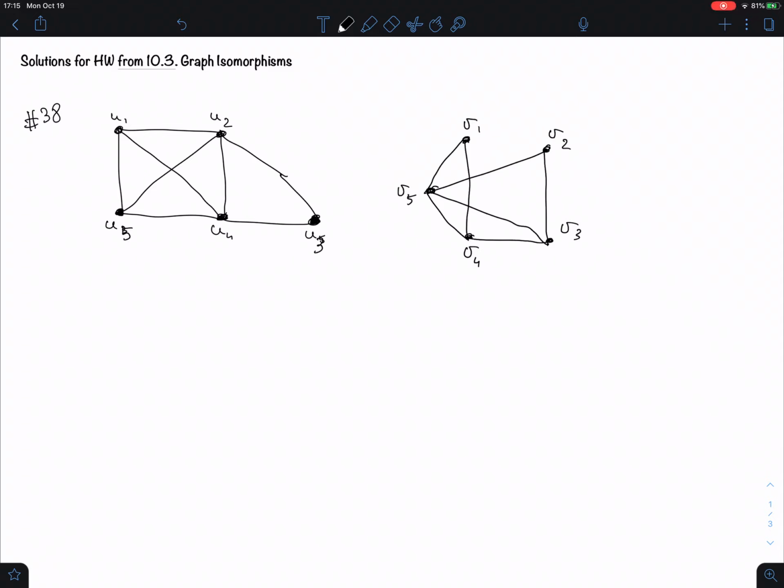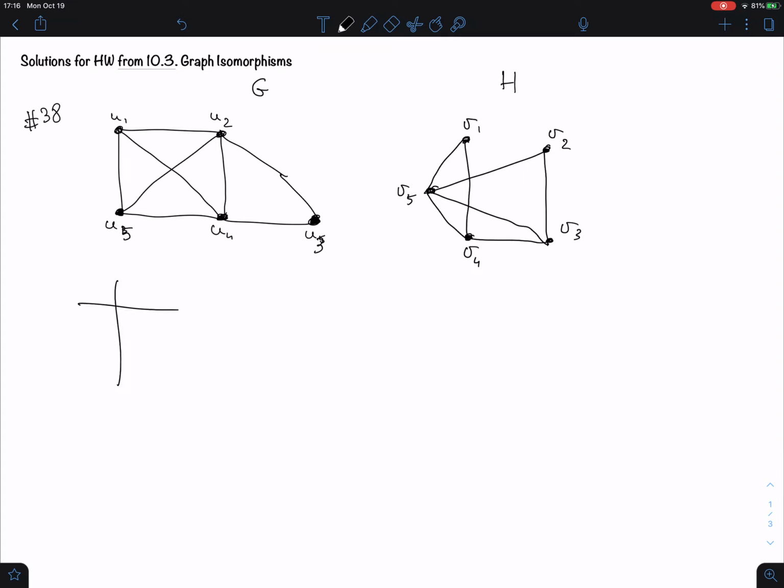Hello everybody, I'm going to go over the homework for graph isomorphisms. So the first one was number 38, and that was a graph, both graphs, so let me call this G and this is H. And both had 5 vertices, so that doesn't rule them out that they're not isomorphic.